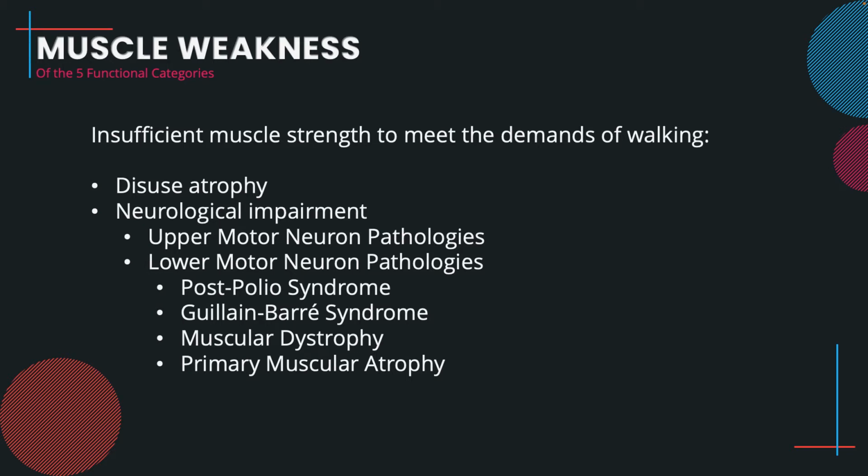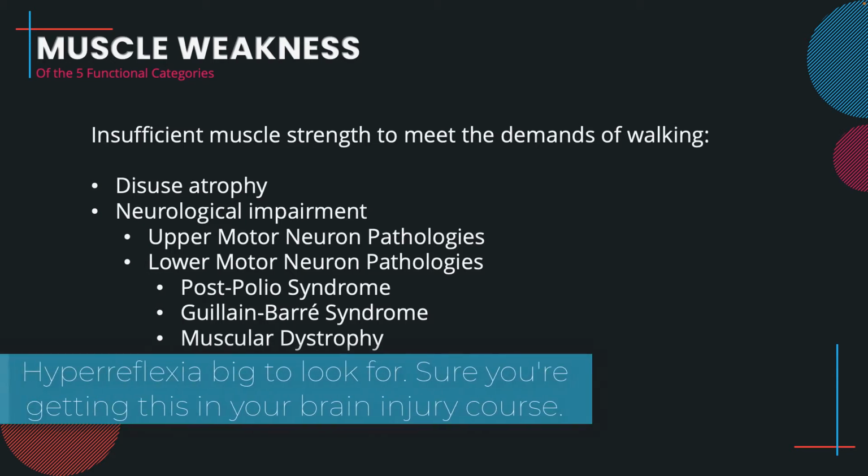So this can be caused by a number of different issues. It could be disuse atrophy, or it could be related to some kind of neurological impairment. It could be upper motor neuron processes or lower motor neuron processes. So when we're looking for upper motor neuron processes, we want to look for the associated signs. So those might be impaired motor control, increased tone or spasticity, hyperreflexia, and potentially sensory impairment.